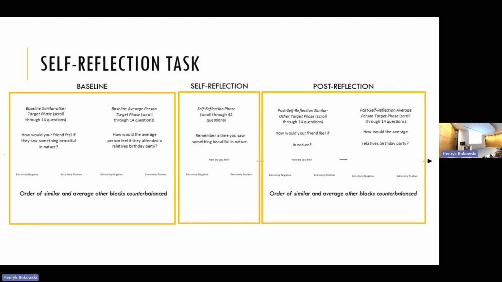So the self-reflection task was very similar to that, but we flipped it around so that they first had to rate how the other people would think and feel in these different situations, and that was our baseline. In the middle then, there was this self-reflection phase where participants had to rate how they felt in these situations. And then finally, in the post-reflection phase, participants rated, again, how they thought the similar or average other person would feel in these. Half of the items were positively valenced, half of them were negatively valenced, and they were randomly allocated and counterbalanced across all of these orders.